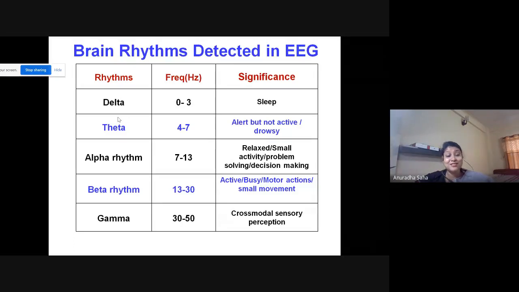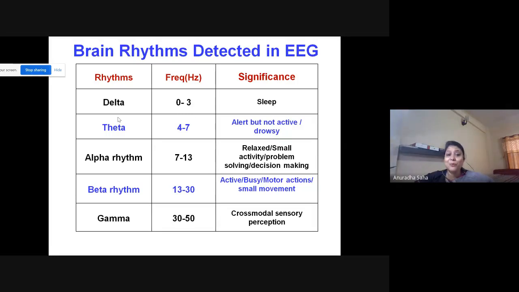And whenever he starts doing some motor operation, that means whenever he starts performing some kind of motor activity, some kind of running, some kind of walking, some kind of talking, these motor actions or small movements are associated with beta rhythms, which have a frequency range of 13 to 30 hertz. So you can see that the range of the frequency is also expanding, right?